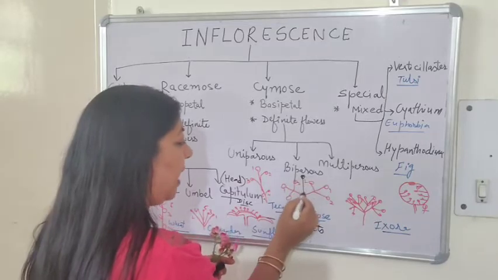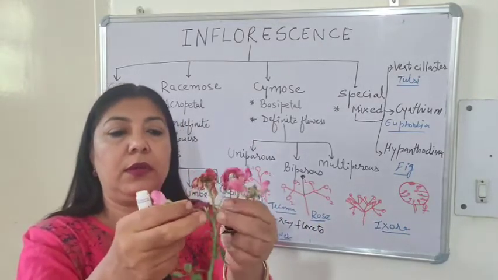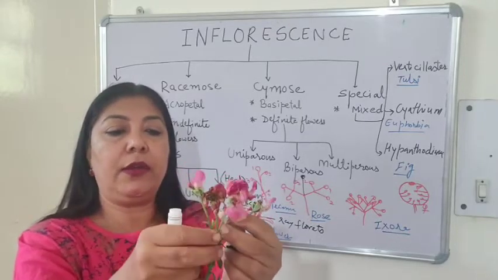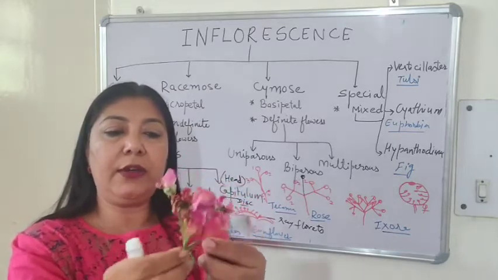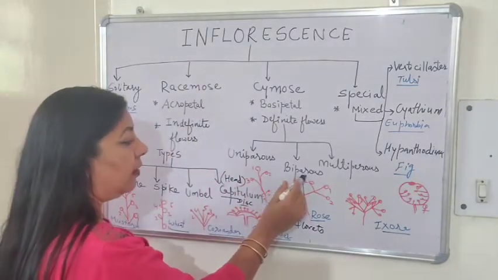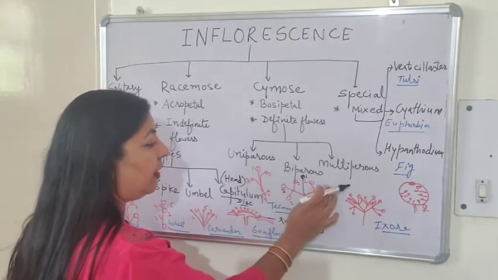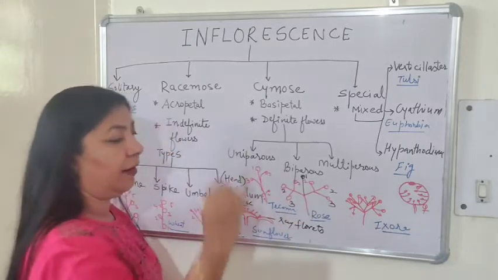Suppose there is one flower and then there will be 2 flowers. So you can see here, 2 from here, 2 from here. So one in the central, then 2, then 2. One flower here, first flower is this. Suppose this one is second, this will be third.